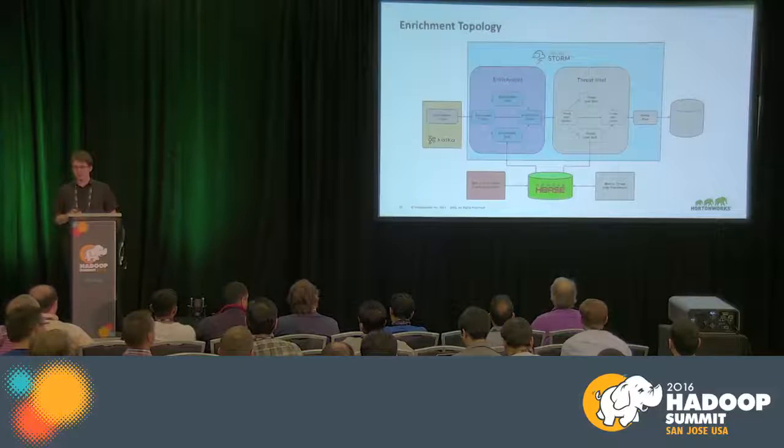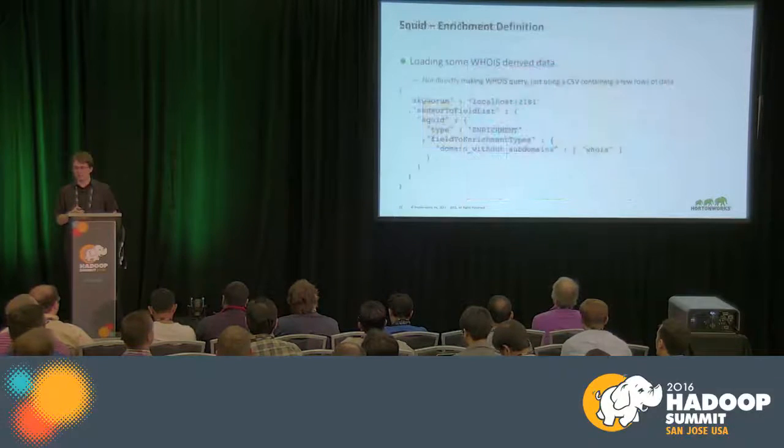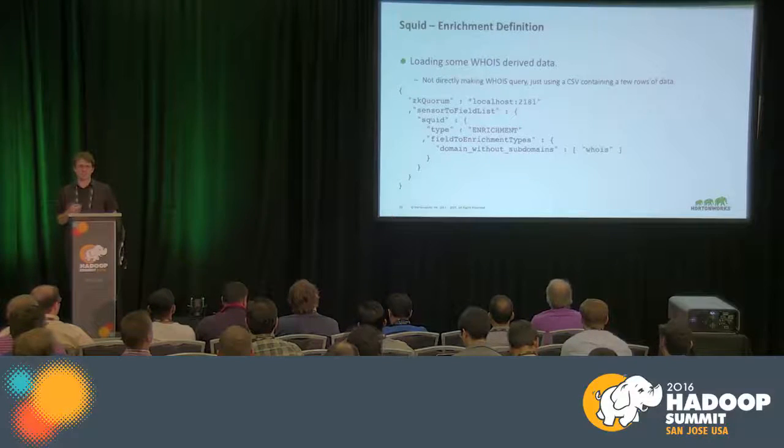So moving on to enrichment, we're looking at the first section of this. Like I said earlier, threat intel is going to be very similar to this, so that'll probably be a little abbreviated. In this case, we're loading some whois derived data. We are not directly making a whois query. We basically just pull this into a CSV containing a few rows.